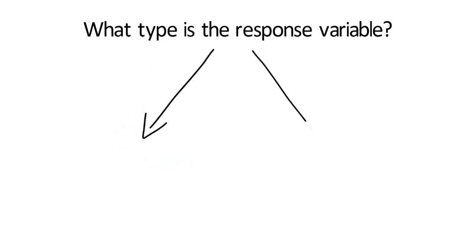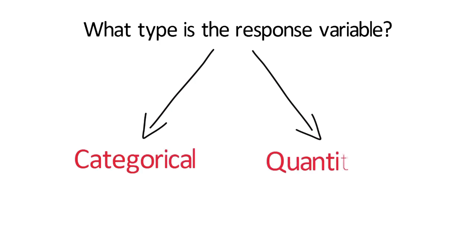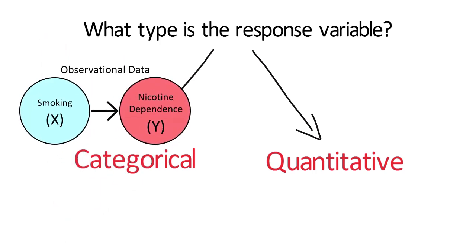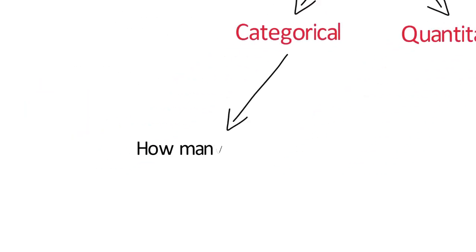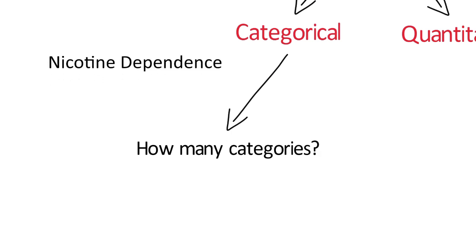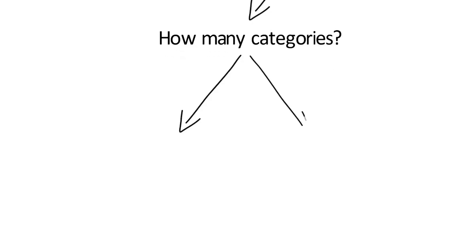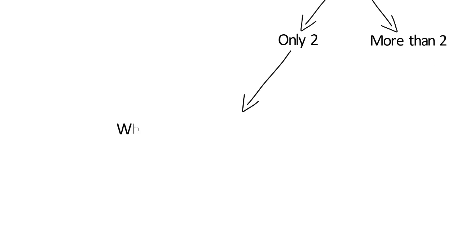The first question is, what type is the response variable? Is it categorical or quantitative? For our sample research question, the response or dependent variable is nicotine dependence, which is categorical. Next, we need to determine how many categories are in this response variable. Since nicotine dependence is coded 1 for yes or present and 0 for no or absent, we have 2 categories in the response variable. The next question to ask is, what type is the explanatory variable?